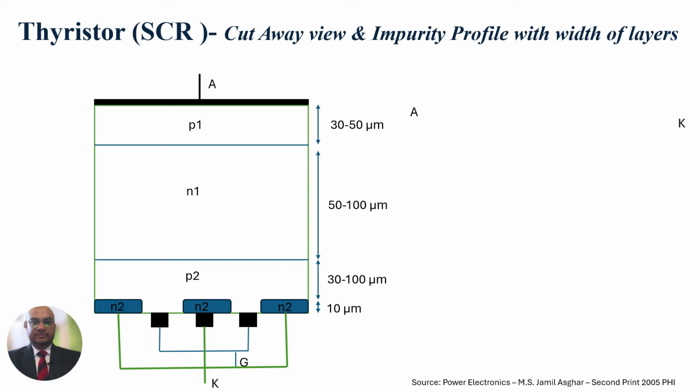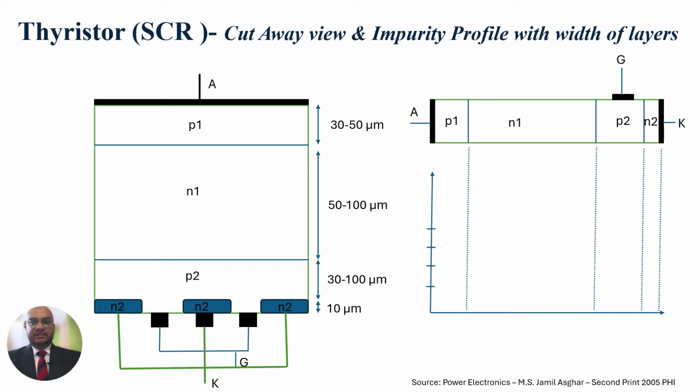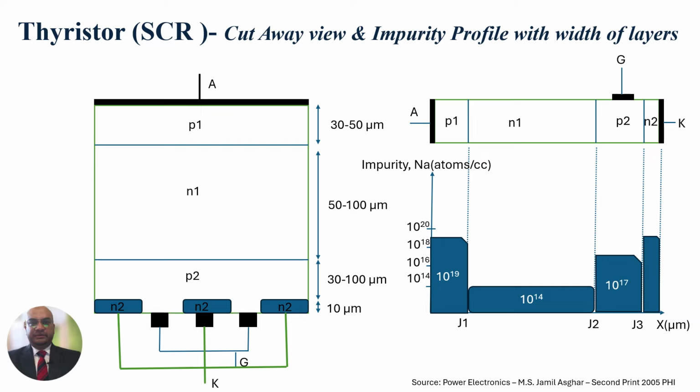Now let's see another interesting view here, where it represents the profile of impurity, which is in atoms per cubic centimeter. And here we can see in P1 layer, we have 10 to the power 19 atoms per cubic centimeter. And then in N1 region, it is 10 to the power 14. And similarly, we can say here the purest region where the impurities are least doped is N1, and P1 and N2 are similarly highest doped with 10 to the power 19, whereas P2 is at 10 to the power 17 atoms per cubic centimeter.